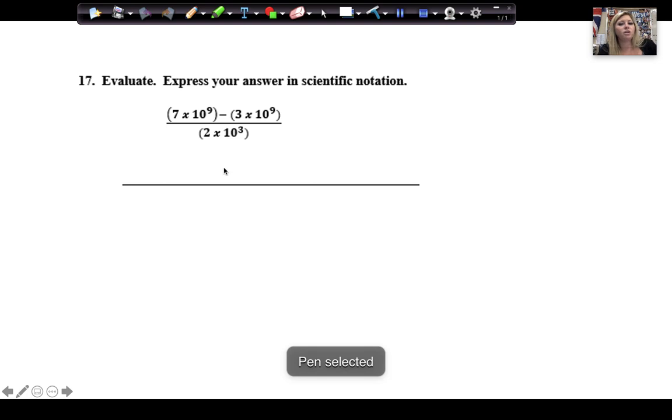Evaluate, express your answer in scientific notation. So we have 7 times 10 to the 9th power.